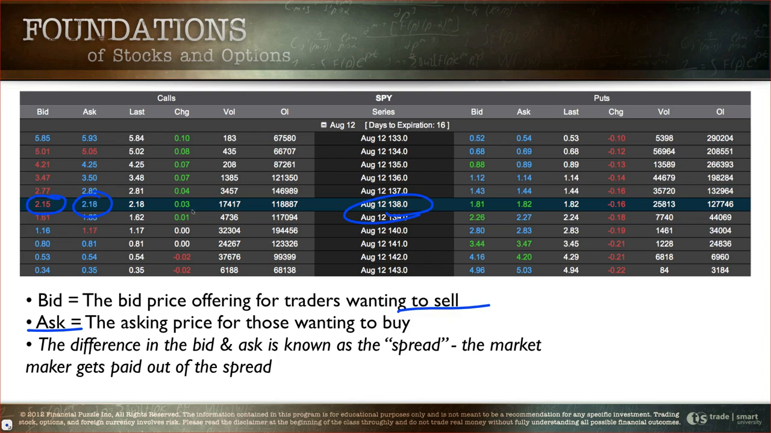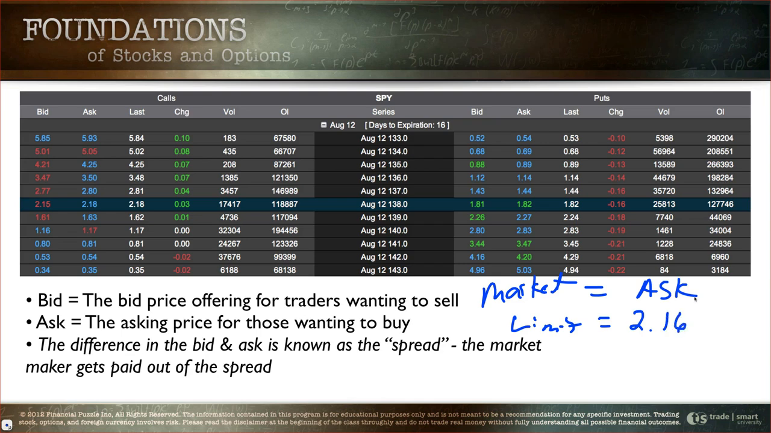Now, some of you might say, well, I'm not willing to pay $2.18. I'm only willing to pay $2.15. Well, if you did a market order, you will pay the ask price, period. No ifs, ands, or buts. If you do a limit order, you specify the price. So you could do a limit order and say, I'm only willing to pay $2.16.